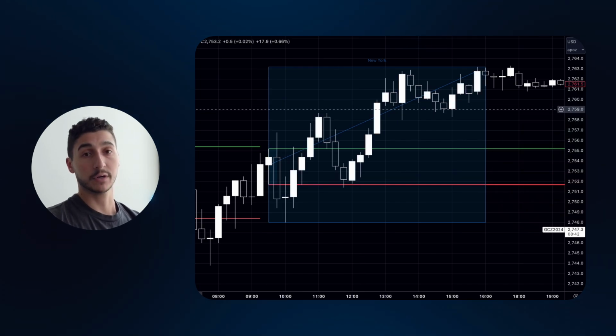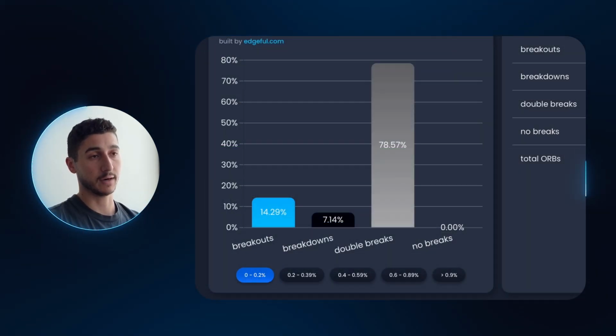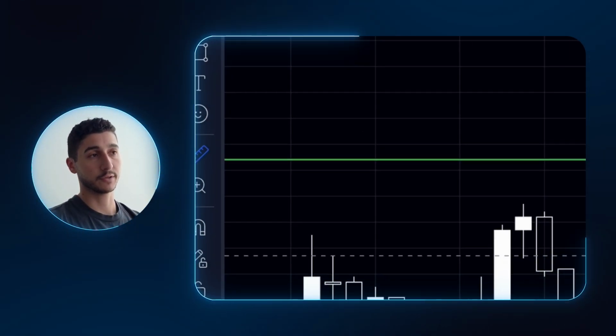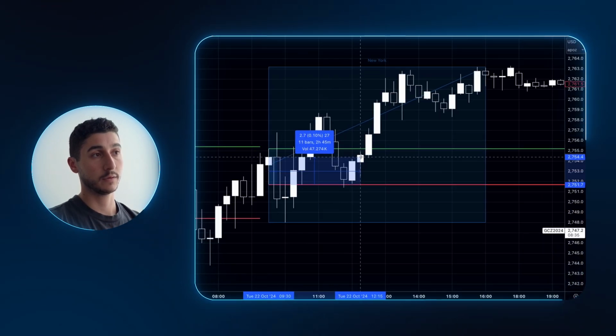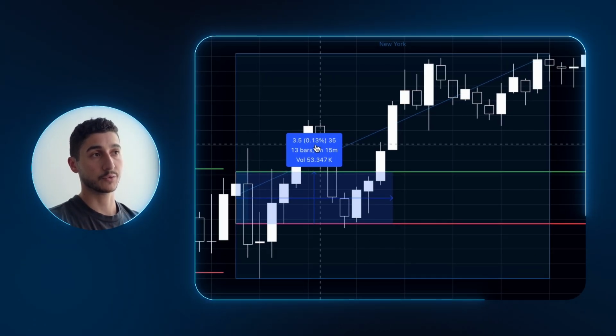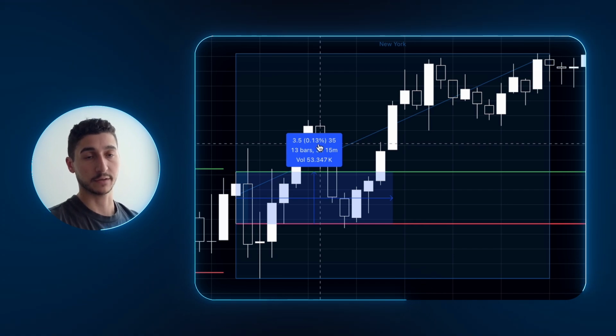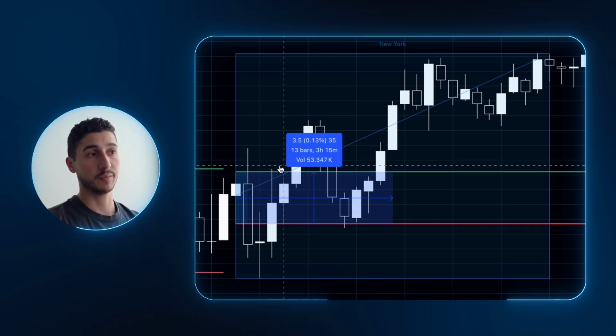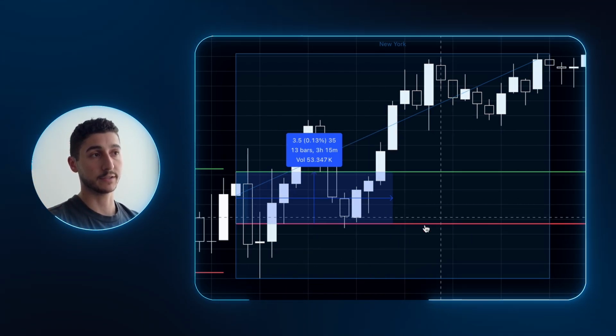So how are you going to measure the actual size of the ORB? You're going to go to your measuring tool right here. You're going to go from the ORB low to the ORB high, and you can see this one is 0.13%. So this was a very high probability trade to target both sides of the ORB.